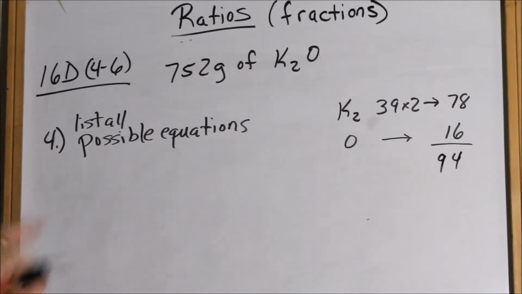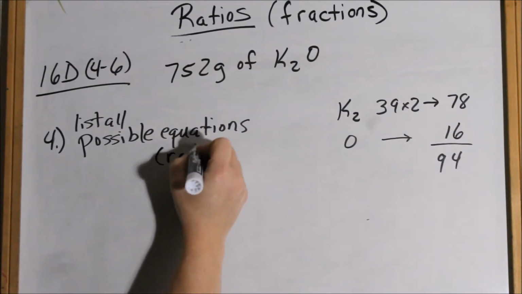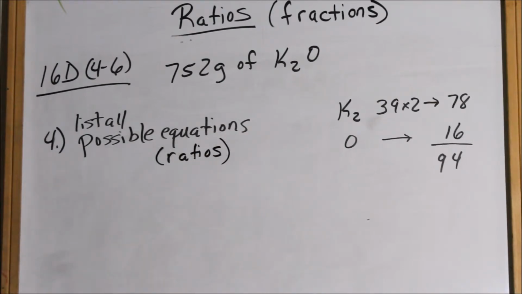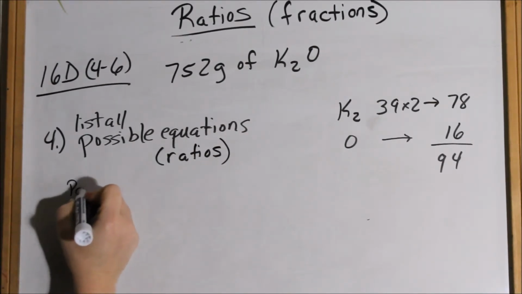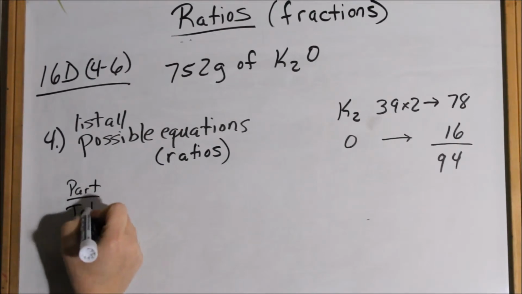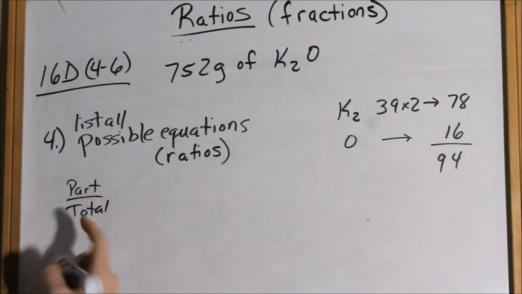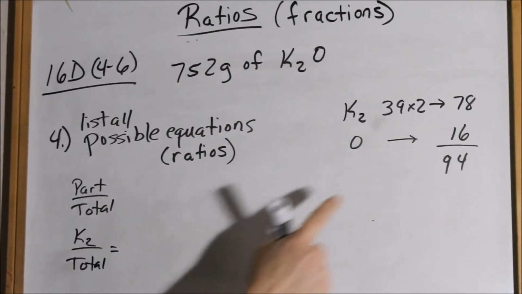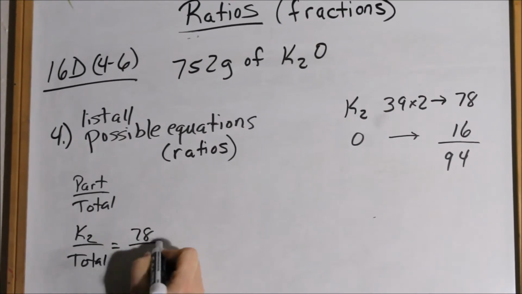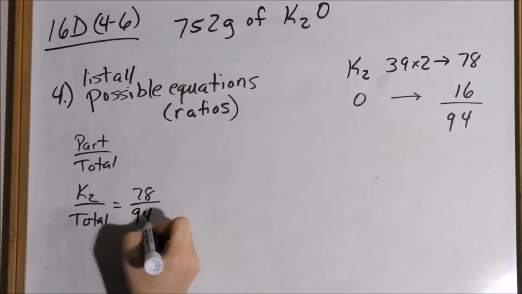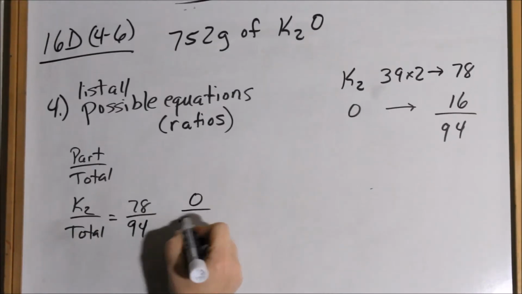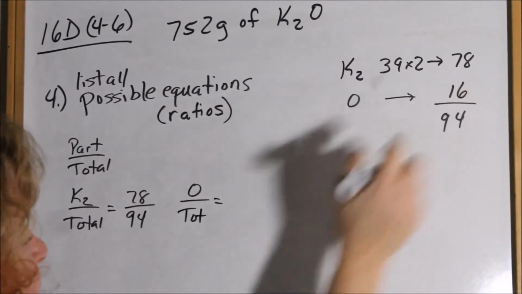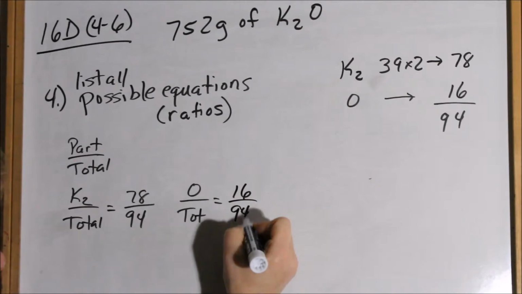Now number 4, it says list all possible equations or ratios. I like the word ratios. So remember, we can always do part over the total. So if we did part over the total, we'd be doing K2 over the total. And with that, we would have 78 over 94. We can also list the oxygen over the total, and that would be 16 over the 94.